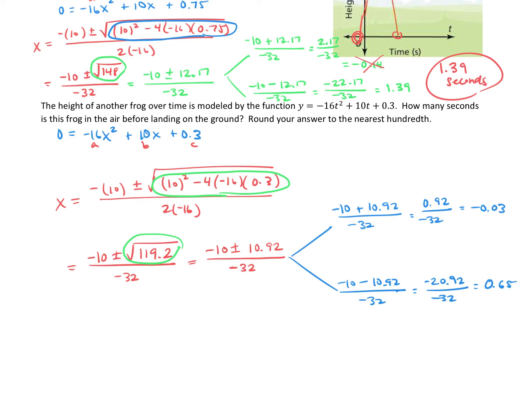All right, both of these answers are representing time. The negative solution does not make sense. We're going to use the positive one. So the second frog is in the air for 0.65 seconds. And that kind of makes sense. This second frog started lower and they landed on the ground sooner, after 0.65 seconds, than the first frog that started at a higher height.